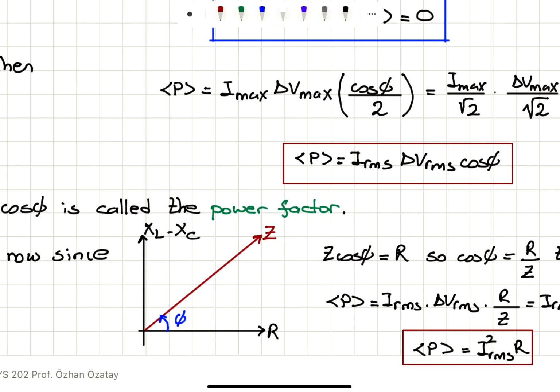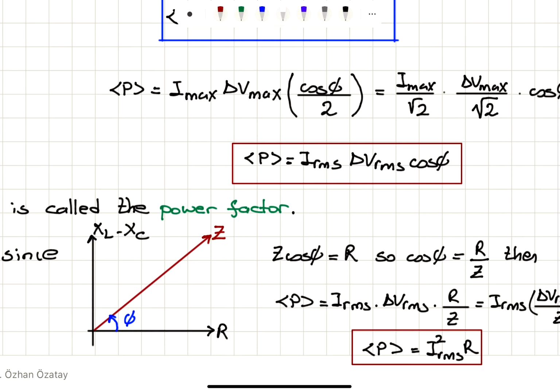Now, if you look at my series RLC circuit, the impedance I had calculated looking at this phasor diagram, remember, Z cosine φ is equal to R.